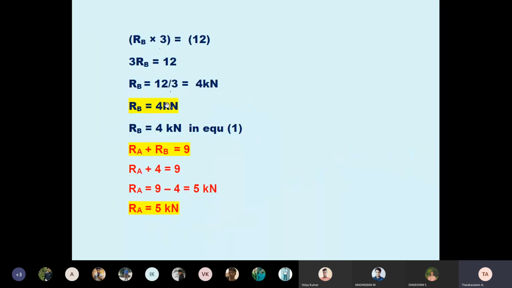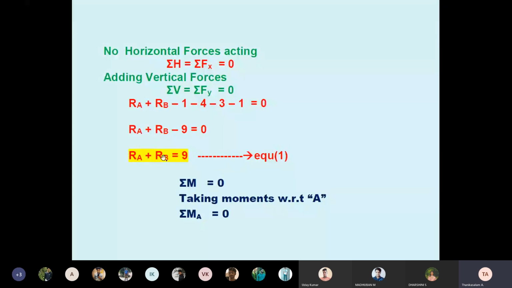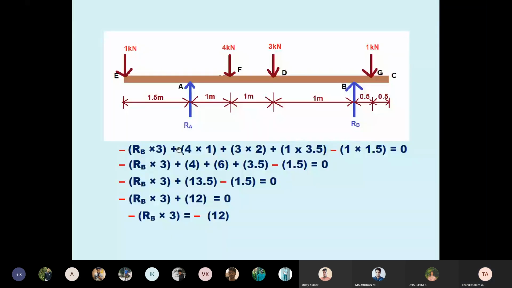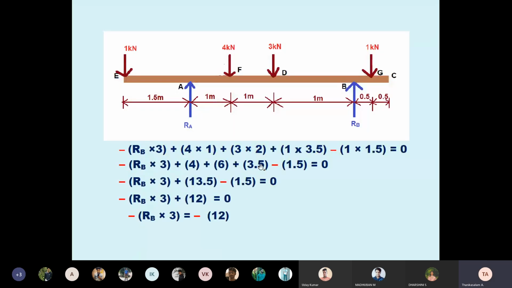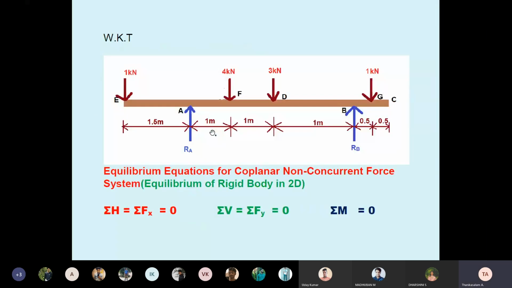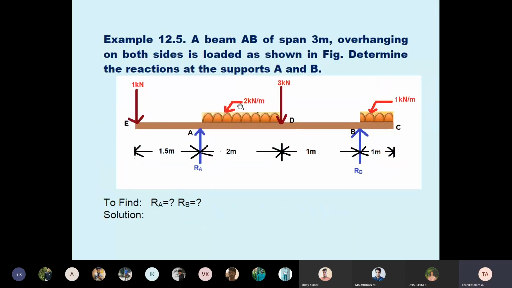So we got RB. Already we have equation 1: RA plus RB equal to 9. Therefore, RA plus 4 equal to 9. So RA is 5. Very simple. Here, see the signs, minus and plus. Very simple question, but it will look like something big. If you are understanding, it's actually very simple.